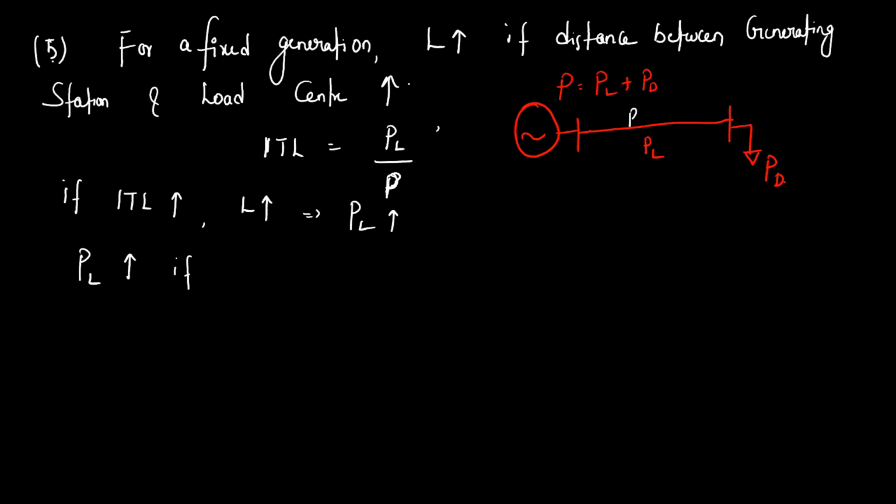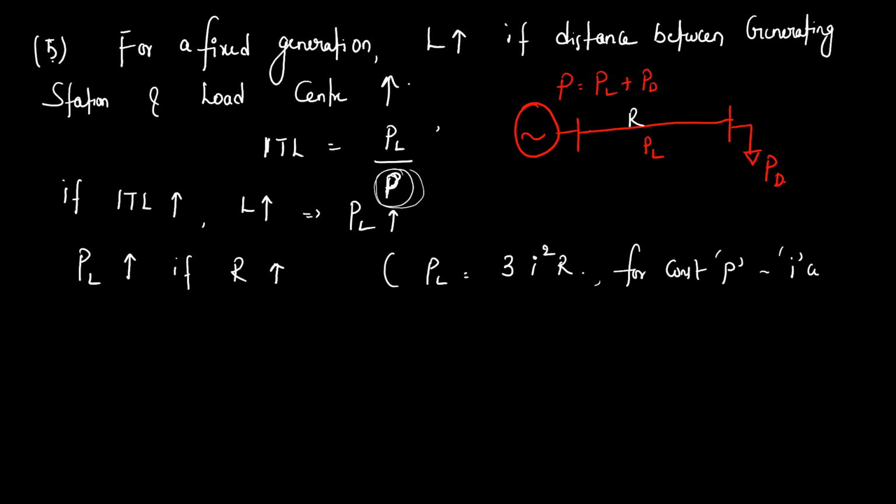As power loss increases, what happens? The resistance of the line increases. Why will it increase? Because power loss is equal to 3 into I square R. Since power generated by the generator is constant for a fixed generation, for constant power generation, your current is almost constant. So as PL increases, your R will increase. So PL increases, which implies your resistance will increase.